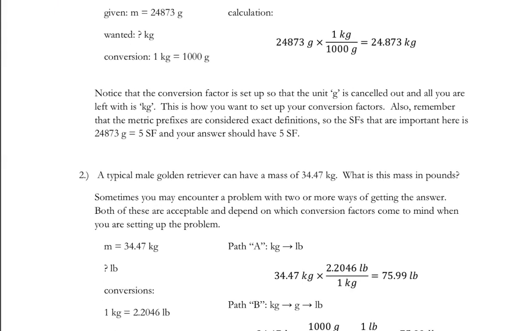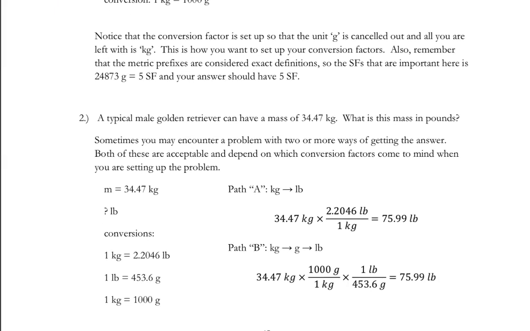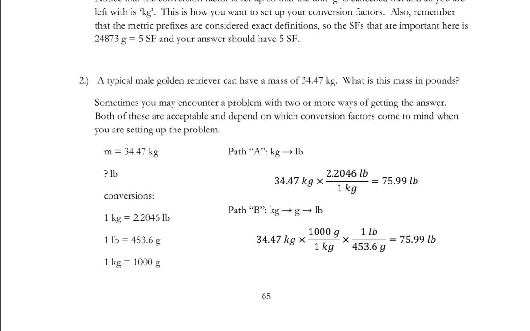The next one is, we have 34.47 kilograms, and what is that mass in pounds? So we can do it a couple ways. One way is this path A, where we start with our 34.47 kilograms, and our conversion is 1 kilogram is 2.2046 pounds. So we go directly from kilograms to pounds. Notice again the kilograms in our conversion are in the bottom to cancel the kilograms of our measured quantity.